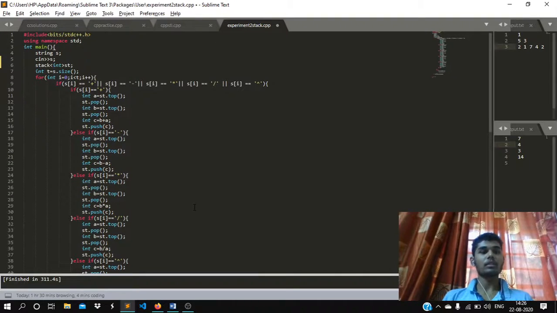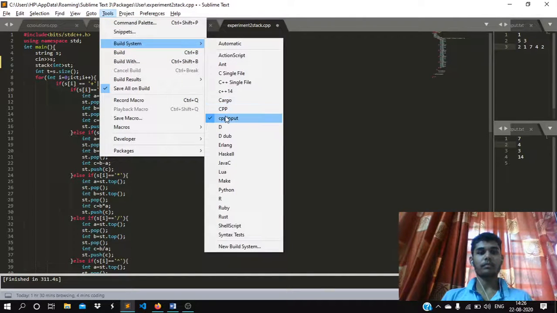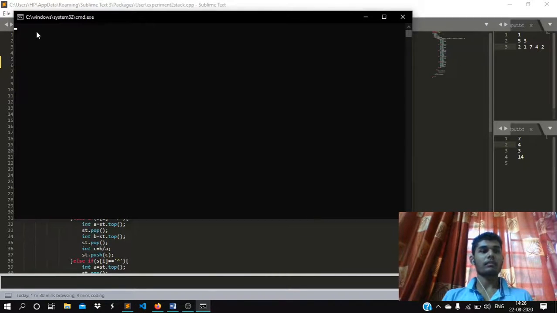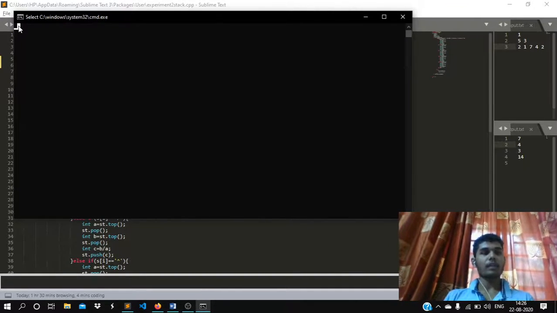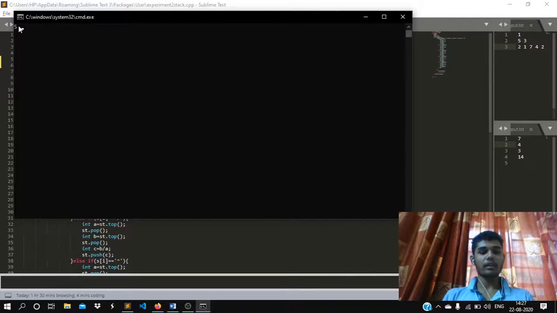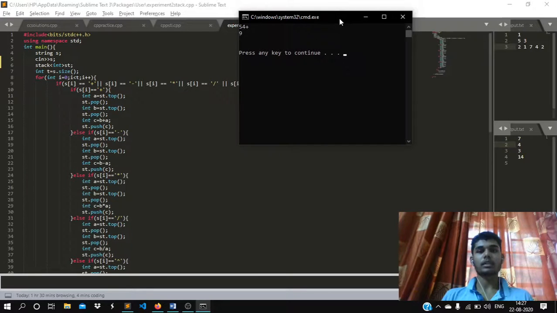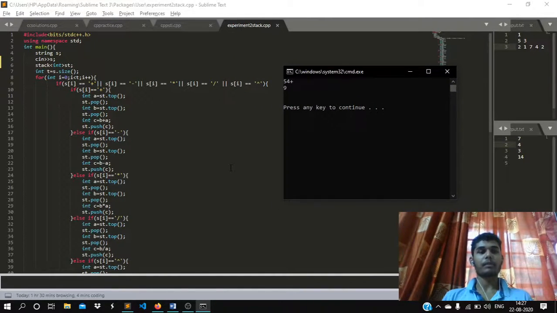So we will run this code. Here I will input, as we took the example for the expression, 5, 4 and plus. See, it gave us output 9. So the stack data structure is working perfectly fine, and our postfix expression evaluation is also working perfectly fine.